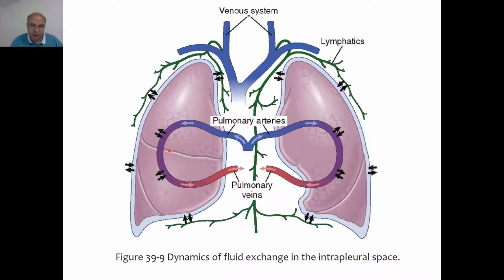Blood is oxygenated and going back to the heart. So by pulmonary arteries, the blood comes, and then oxygenated blood returns to the left atrium from both lungs. What else do we see here? The lymphatics. They remove the pleural fluid, and then finally take it to the venous blood circulation.